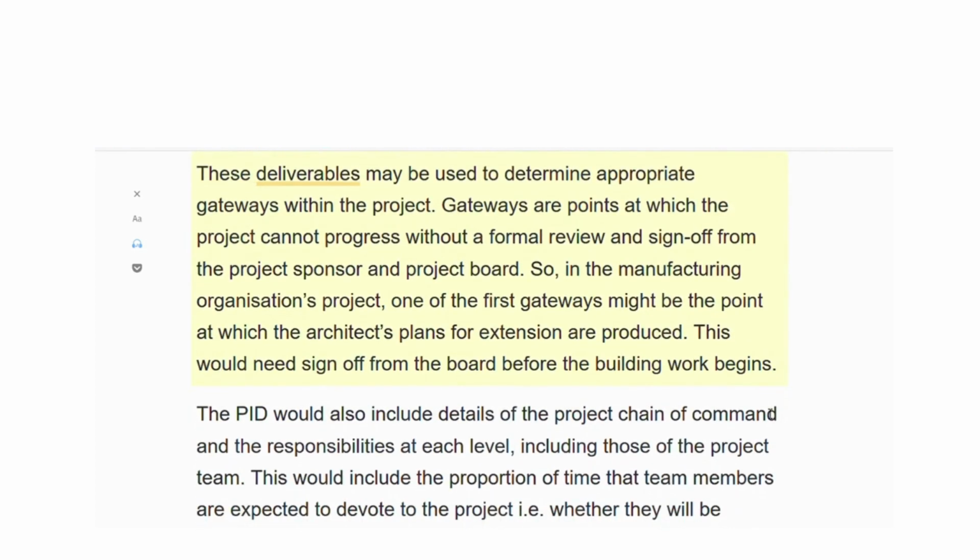These deliverables may be used to determine appropriate gateways within the project. Gateways are points at which the project cannot progress without a formal review and sign-off from the project sponsor and project board. So, in the manufacturing organization's project, one of the first gateways might be the point at which the architect's plans for the extension are produced. This would need sign-off from the board before the building work begins.